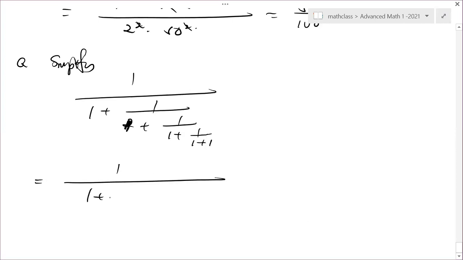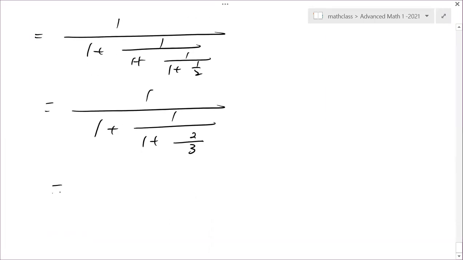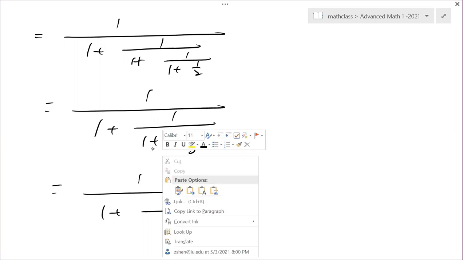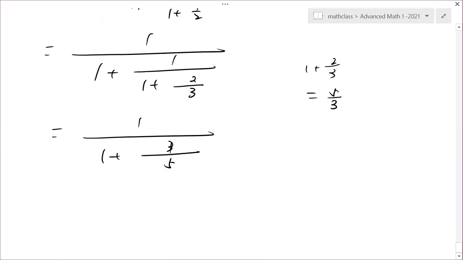You can always add, right? And this is 1 over 2. So this will be 3 over 2, so it's 2 over 3. And 1 plus 2 over 3 is going to be 5 over 3, so that'll be 3 over 5 then. Okay, this will be 8 over 5. That will be 5 over 8.